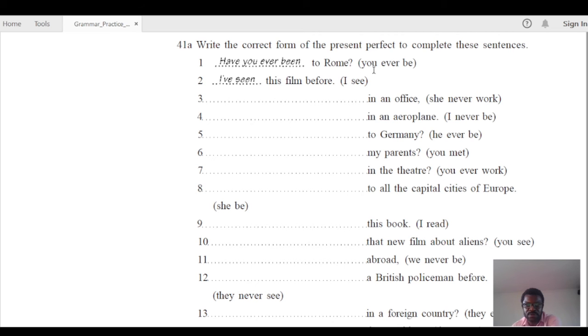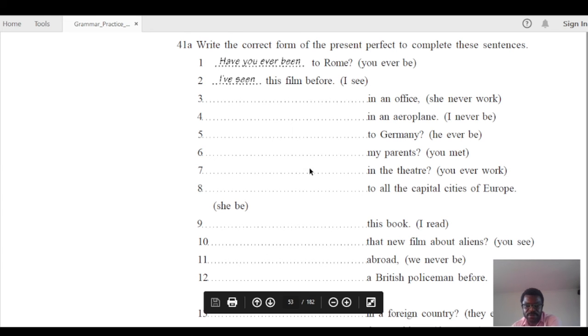So here you have to use "to be" and "ever". They're giving you prompts to help you form your questions. So here they put "I see", the verb "see", and here "this film before". They say "I've seen this film before" because it is a positive sentence. So you have another prompt again, "in an office she never works". So you have to find out and think what you have to use to fill in these dotted lines.